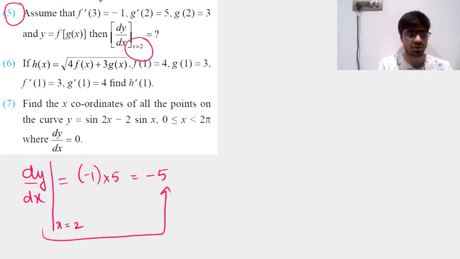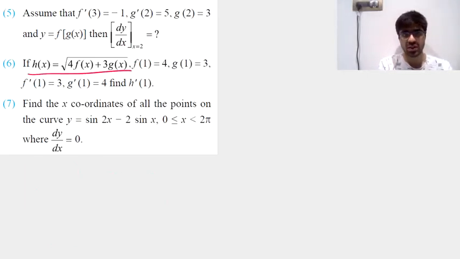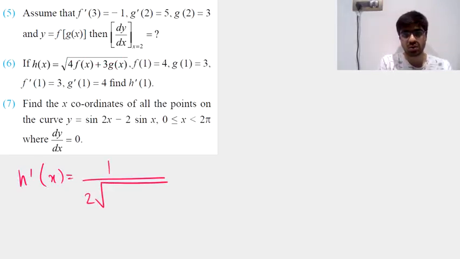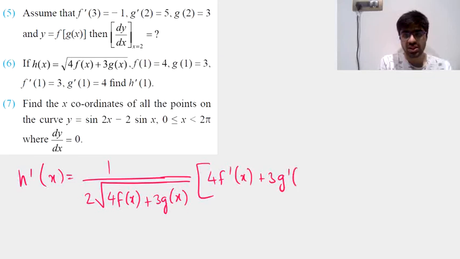Similarly, the sixth one, h of x has been given to you. F of 1, g of 1, f dash 1, g dash 1 is also given. Find h dash 1. So it's very clear, you need to first take h dash of x and put x as 1. So h of x is like root of 4f x plus 3g x, so the derivative will be 1 upon 2 root of 4f x plus 3g x, multiplied by the derivative of the full term here, that will be 4f dash x plus 3g dash x. Okay, we put x as 1.